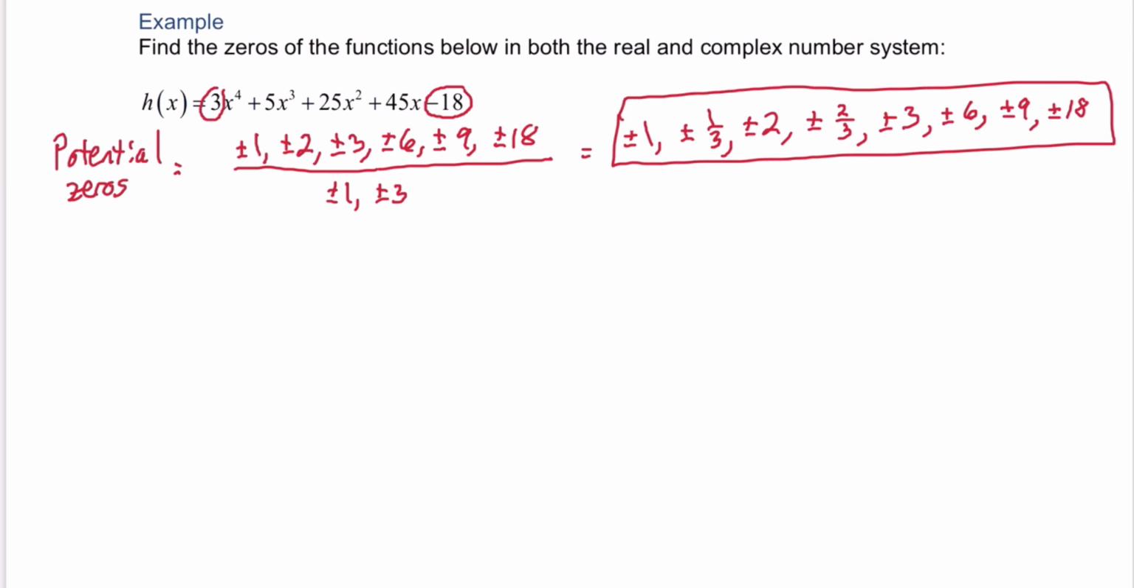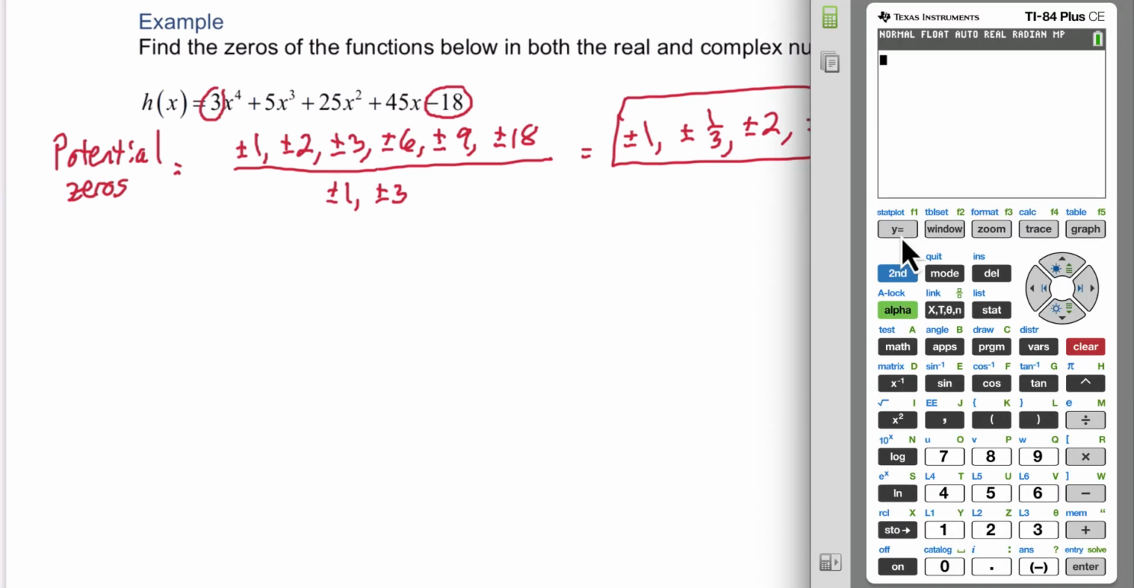Recall if we were doing this by hand, we would then plug in each of these into H individually and look at the result. Remember, we want a result of 0. So plug in 1, see what we get. Plug in -1, see what you get. And you want to continue doing that until you get a number whose result after you plug it into H is 0. Now to save time, we're going to use the calculator to jump straight to some answers that work.